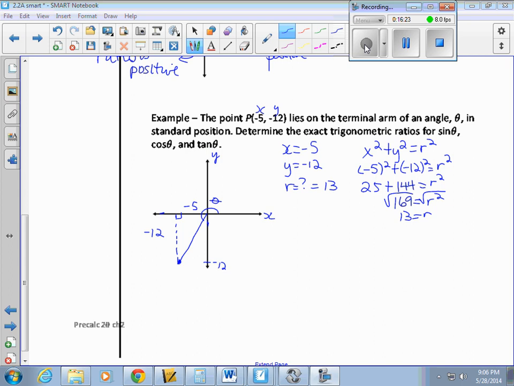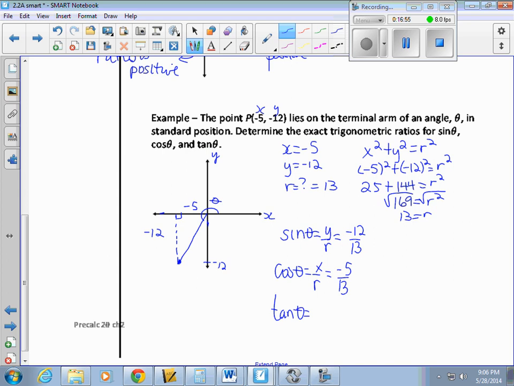Okay, so now I've got my 3 values, I can find sine, cos, and tangent. So sine of theta is equal to y over r. My y was negative 12 and my r was 13. I can't reduce it or do anything else, so I leave it like that. Cos is my x over r, so that's negative 5 over 13.